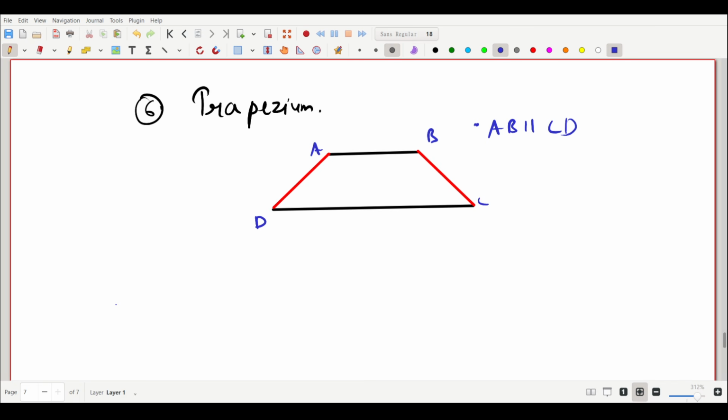And one pair of opposite angles are equal here also. This angle is equal to this angle. Angle C equals angle D.